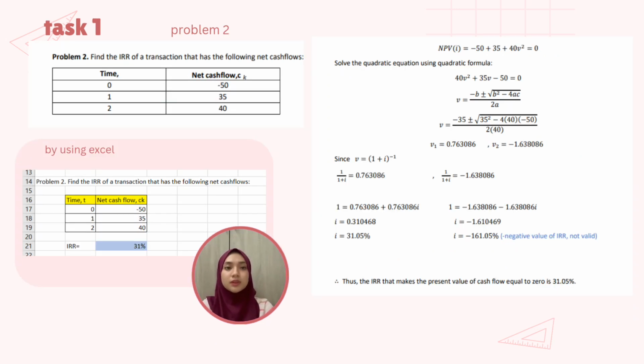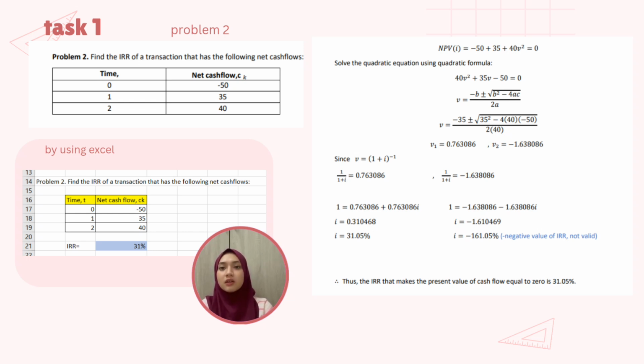So let's move on to problem 2. Find the IRR of the transaction that has the following net cash flow. Same as the previous one, the first method is we use Excel and we get the IRR, which is 31%. The second method is calculating manually. First step is set NPV(i) equal to 0 and solve the quadratic equation using the quadratic formula, and we get two v values, where v1 is 0.763086 and v2 is negative 1.638086.